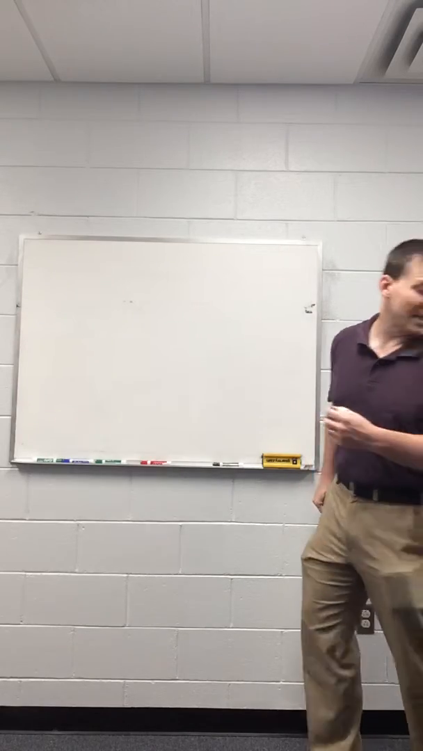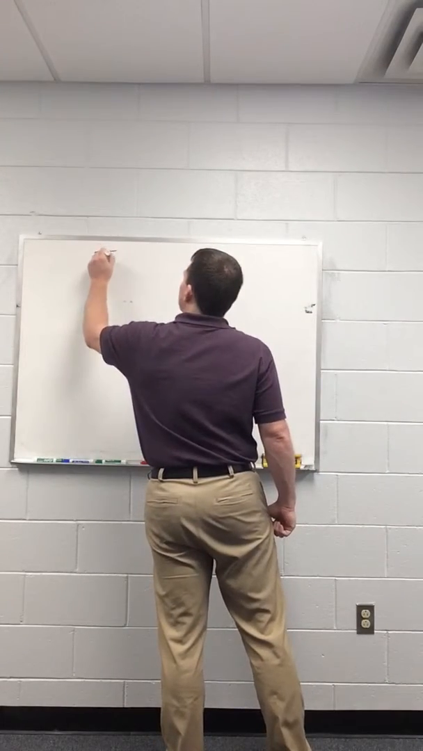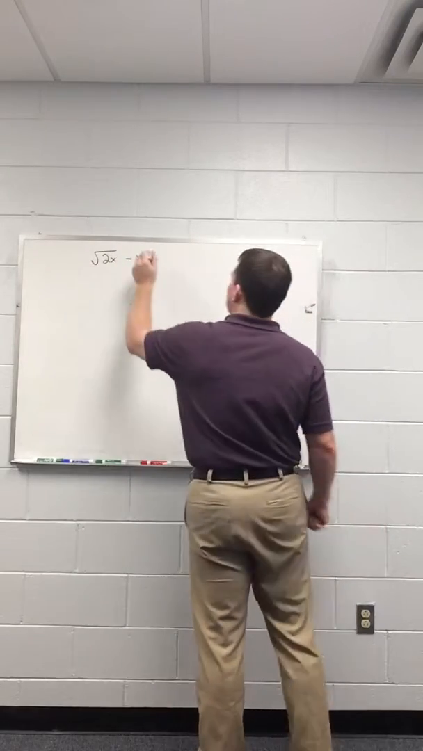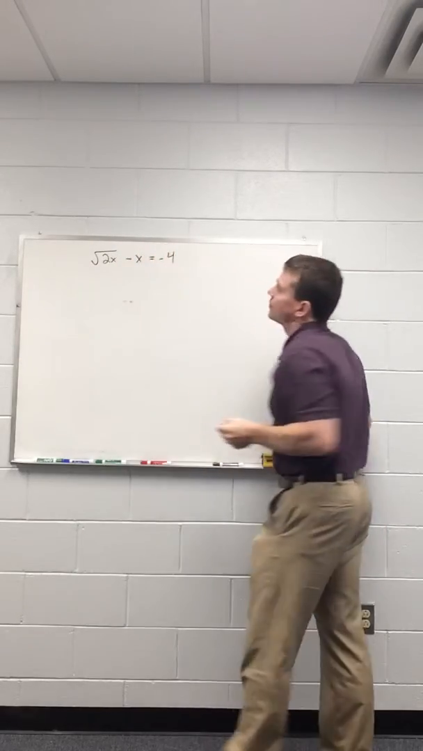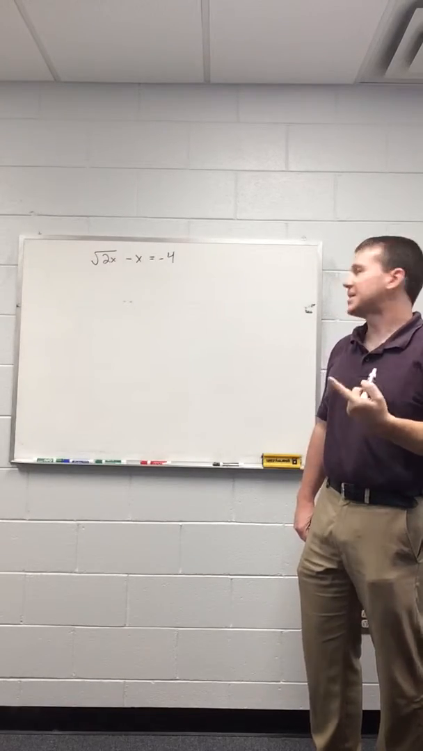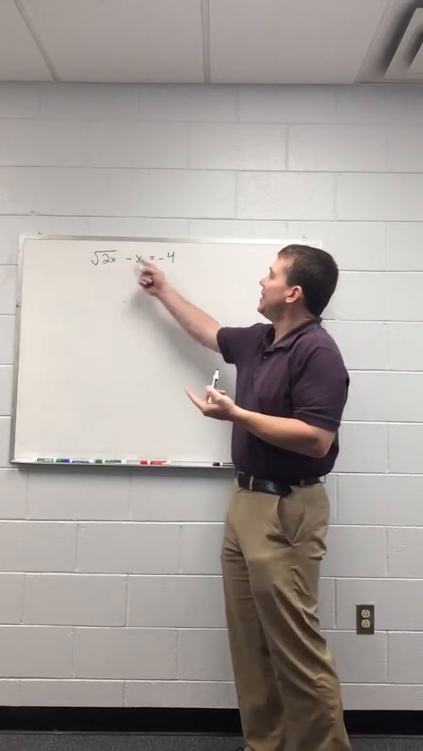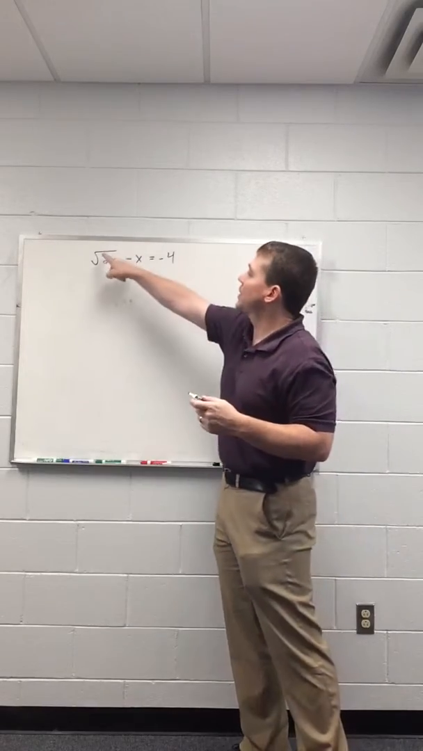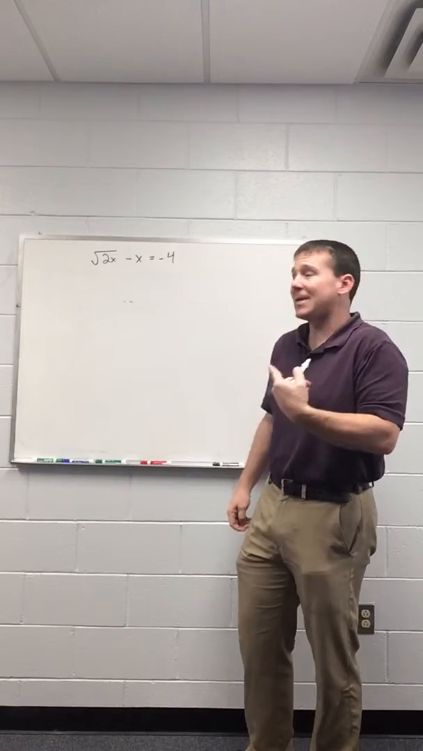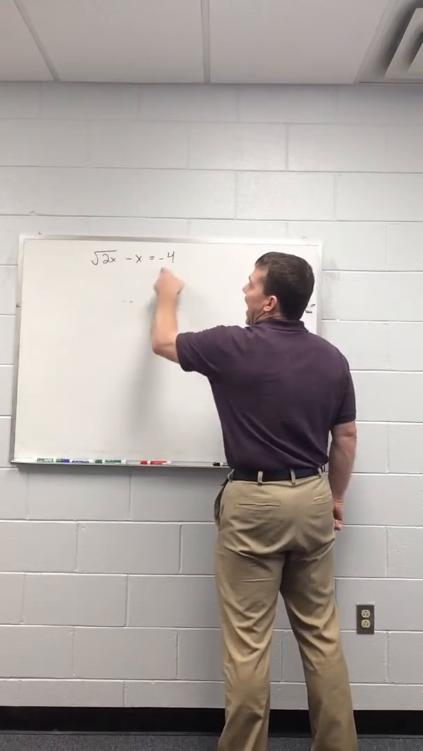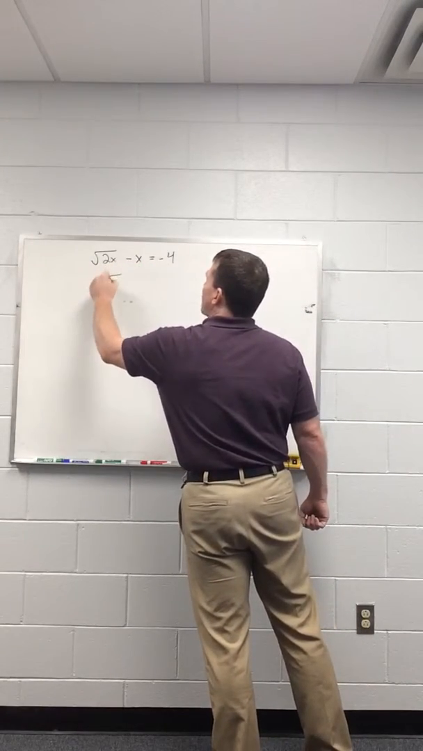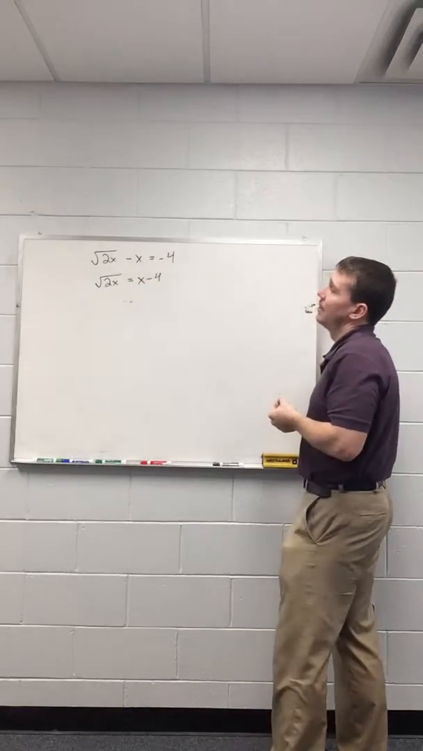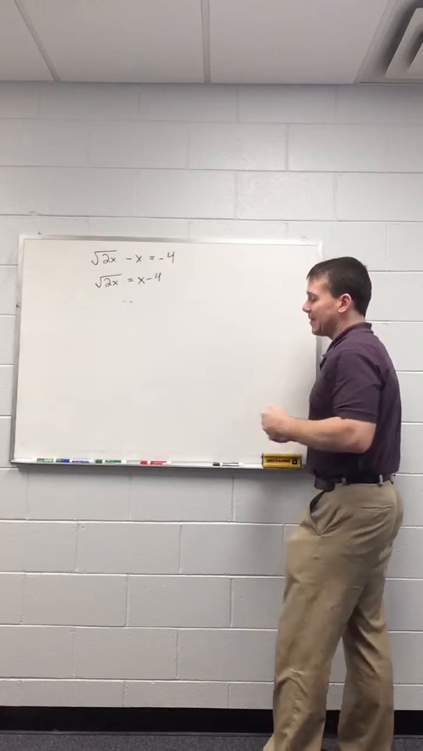So suppose we have something like this: the square root of 2x minus x equals negative 4. I still have a radical with an x inside of it. In this case, I also have an x on the outside of it. But the problem is always going to be the radical with an x in it. So isolate it. In this case, add the x to the left. You get the square root of 2x equals x minus 4. Now I've isolated the radical.